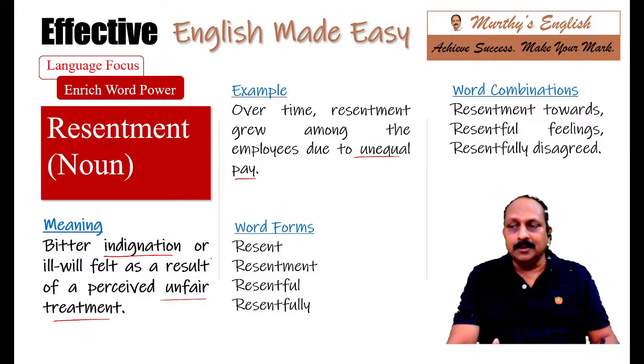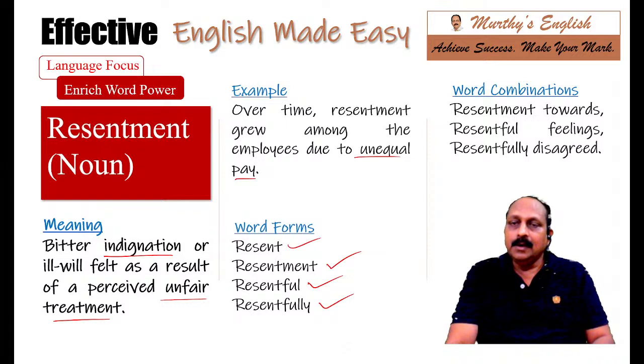Do remember, you guys, I appreciate a lot of students have been coming up with a lot of synonyms. Really good. But always remember, English is a combination language, and based on the context, you have to use the appropriate word. Resent, verb. Resent and resentment, noun form. Resentful, adjective. Resentfully, adverbial form. Word combination: resentment towards someone or something, resentful feelings, resentfully disagreed.